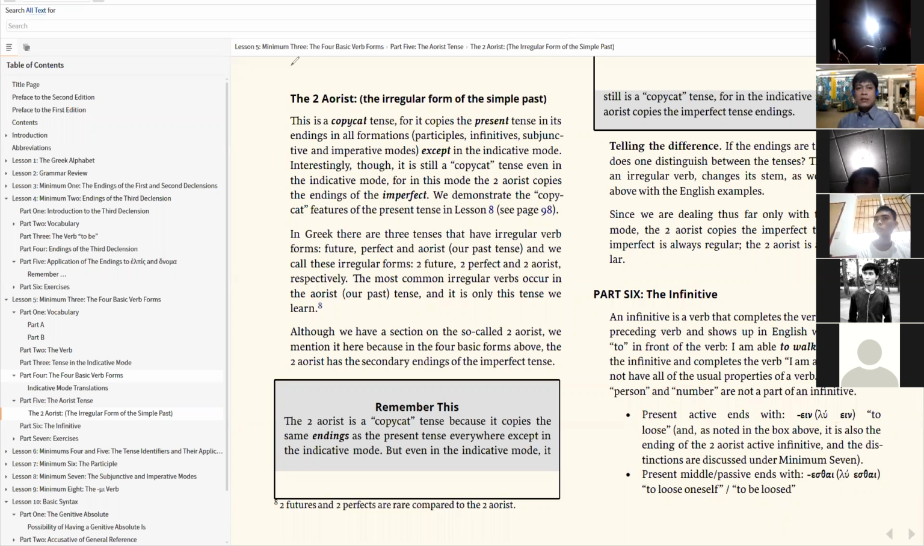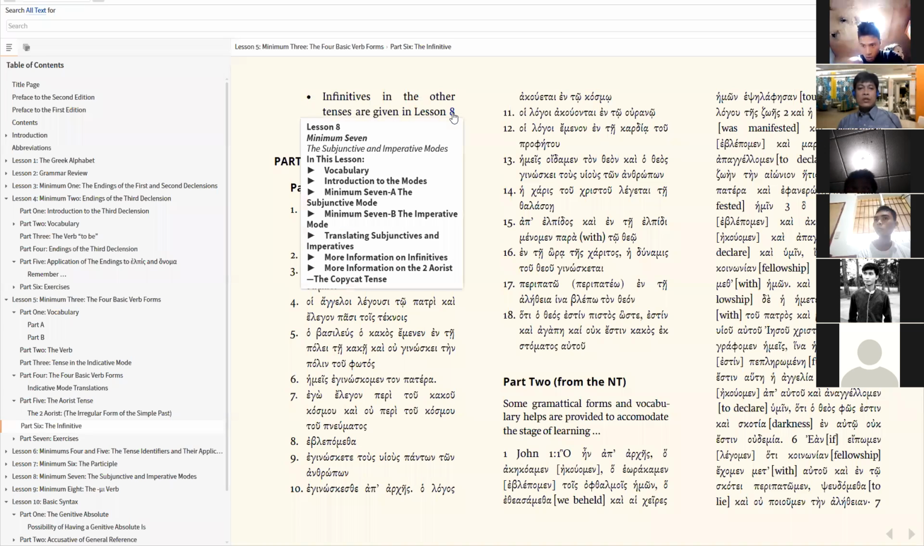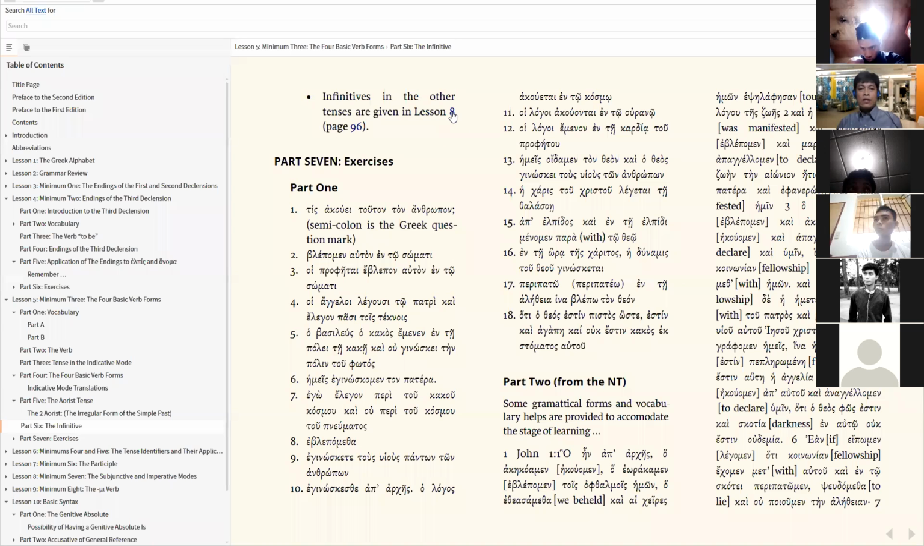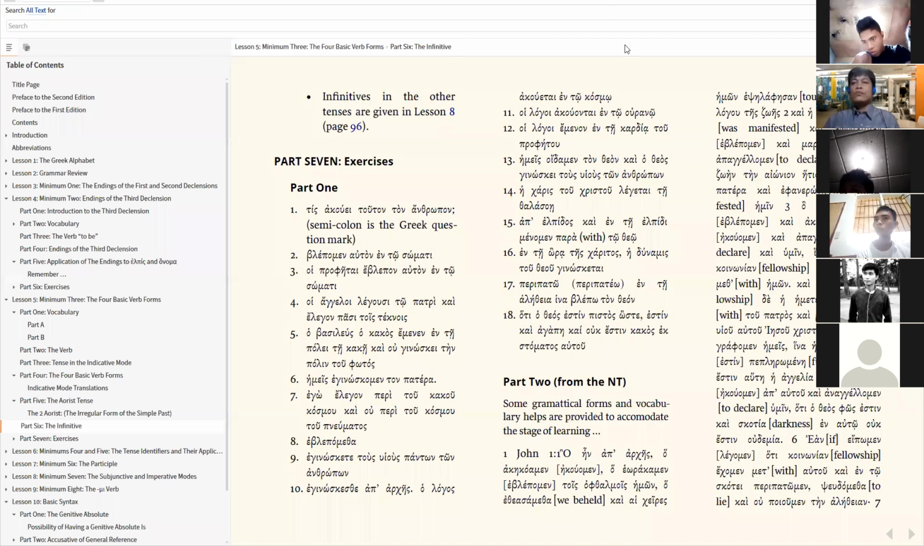Let's go to the next infinitives. Let's see if we have other infinitives here. So let's study lesson 8, and you will see the different infinitives there. More information on the infinitives is in lesson 8. So any question before we move on? Are there any questions?